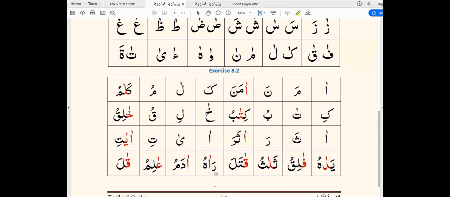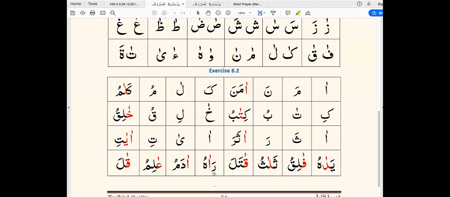Ra'ahu, Ra'ahu. Adamu, Adamu. Alimu, Alimu. Make sure the ayn voice sound comes to the middle of your throat. Alimu. Good. Alimu. Qala. Qala. Very nice. Do you want to have a go by yourself?